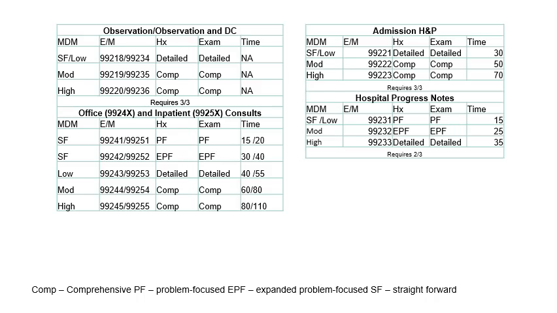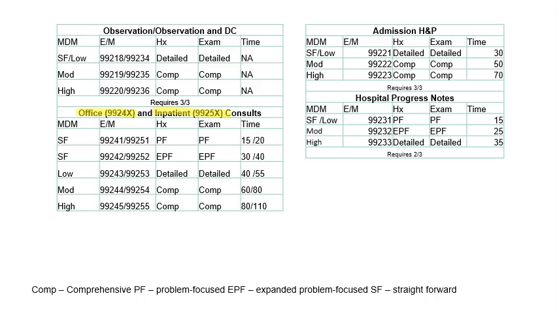If you're a consulting provider, say you are in urology, for example, and you consult on a patient in an office setting, you will follow these 9924X codes. However, if you are in urology and you are consulting on a patient on the floor, the billing codes that you will select are 9925X for the consult time. So just note that there are some differences there between office versus inpatient consults.